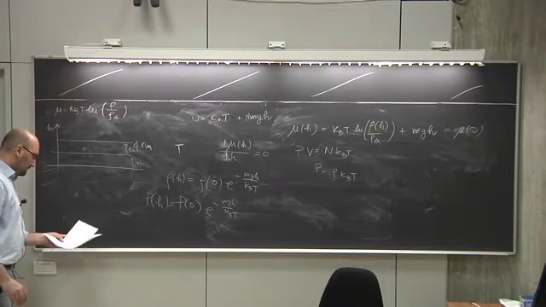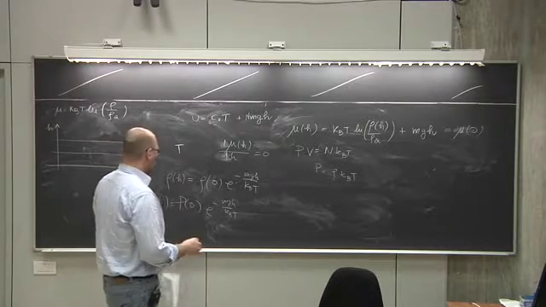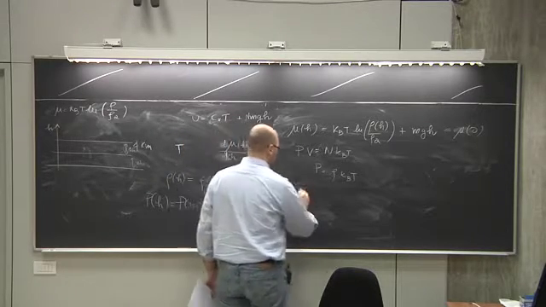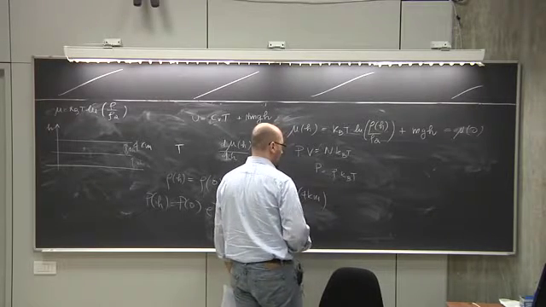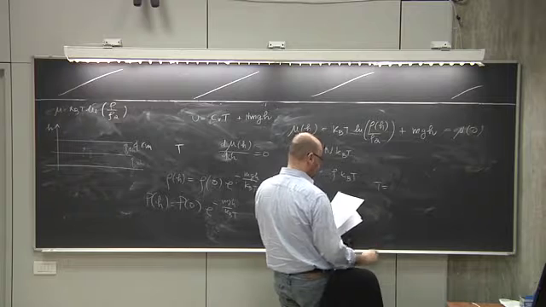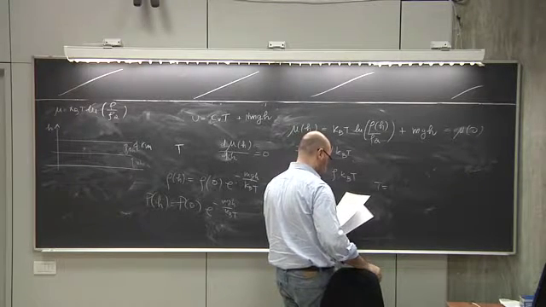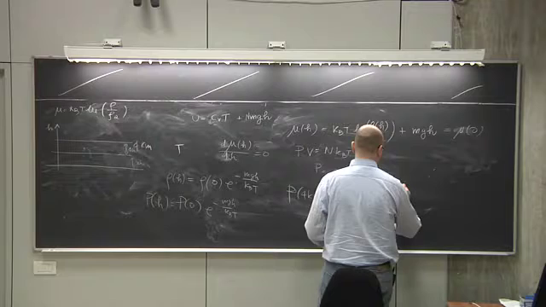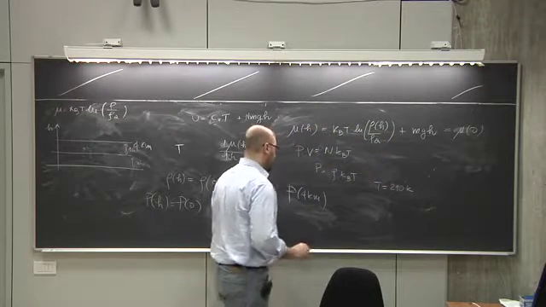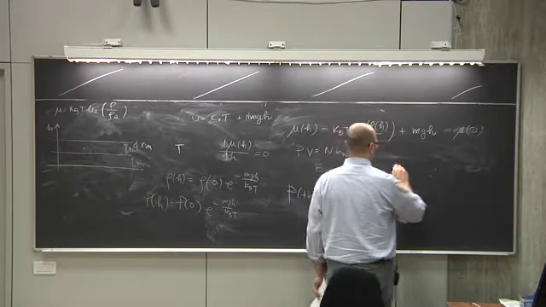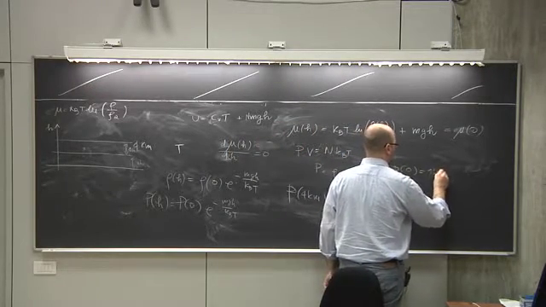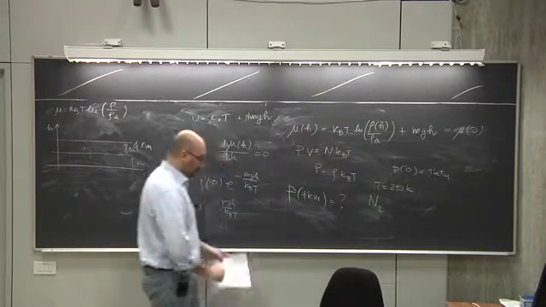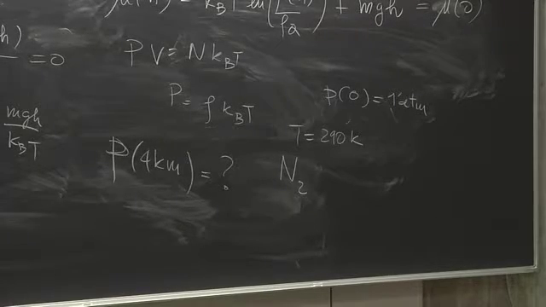So this I leave to you as an exercise. What is the pressure at 4 kilometers, assuming the temperature is equal to, let me use the same numbers that I used, 290 Kelvin, and assuming that the pressure at 0 is equal to 1 atmosphere for nitrogen molecules, okay?